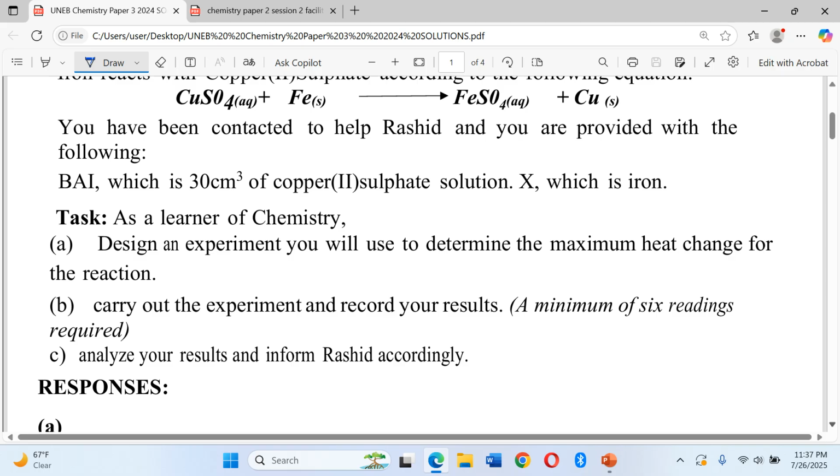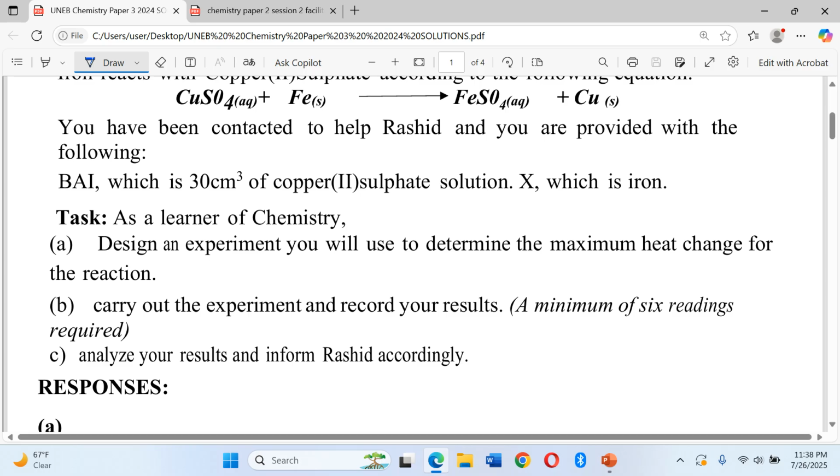I believe we have already gone through this scenario in our first session, so we want to look at how to respond. Task: as a learner of chemistry, design an experiment you will use to determine the maximum heat change for the reaction. In designing the experiment, we do our planning phase, which consists of aim, hypothesis, variables, risks and mitigations, materials, then the procedures.